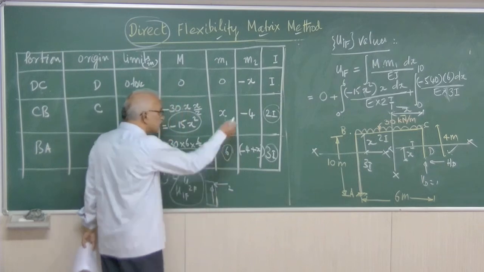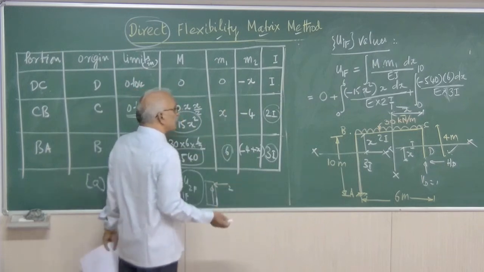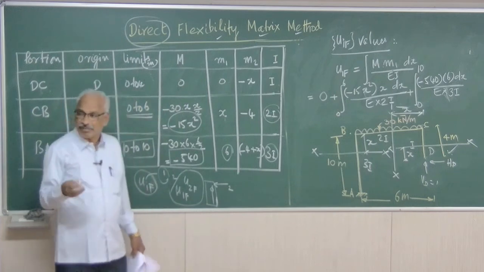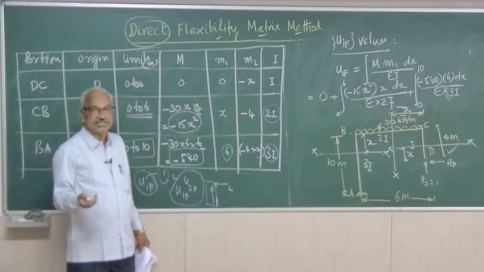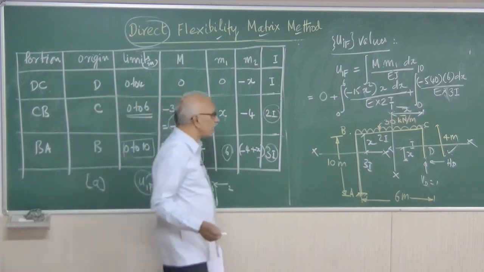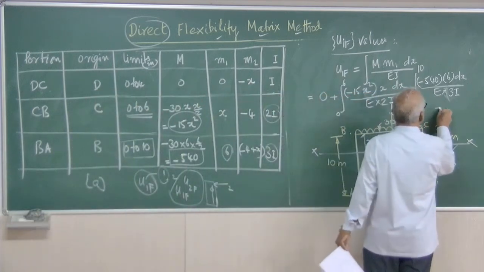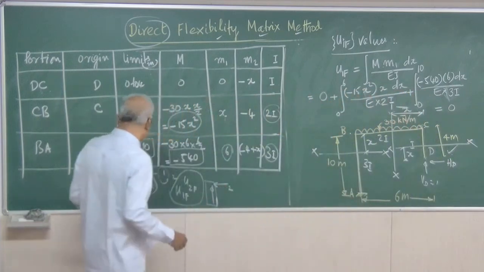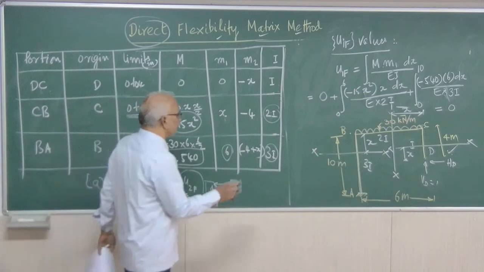That is, this will give the vertical displacement of the point D. But in the given problem, the point D is hinged, so that will not change its position. So the displacement will be equal to 0. So this value will be equal to 0. So that is the concept we are using.